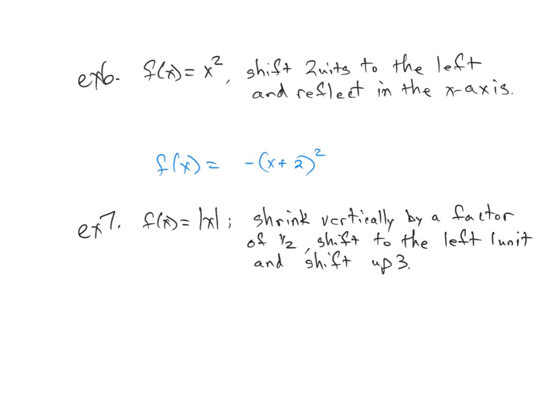Let's see how we did. So vertically, we're shrinking. So it's vertically, that means this number is on the outside exactly what it says, by a factor of 1/2. So we're going to put 1/2 here, on the outside, so f of x equals. On the inside, shift to the left. Horizontal, that's on the inside. 1 unit, so left is what? Plus 1. And shift up, that's vertical, so that's on the outside. Plus 3. Who got that right?